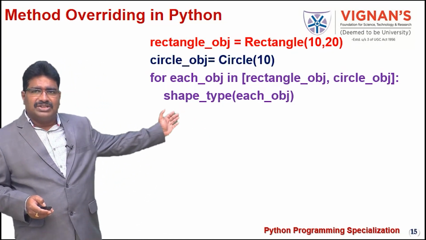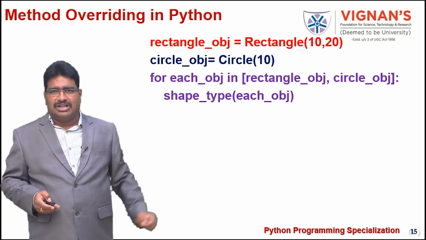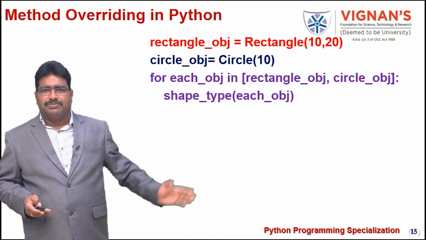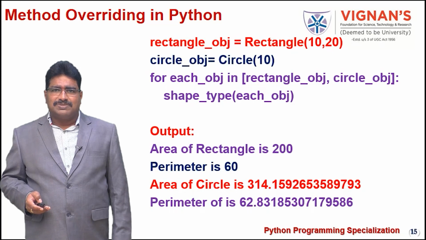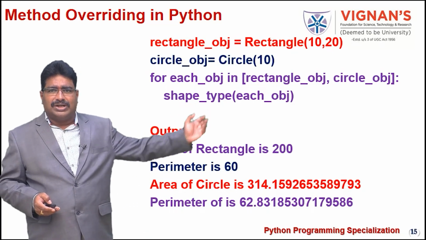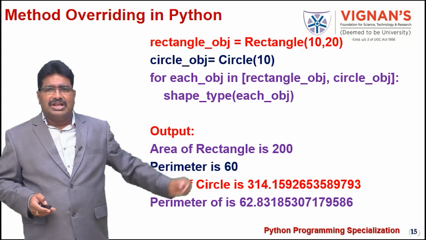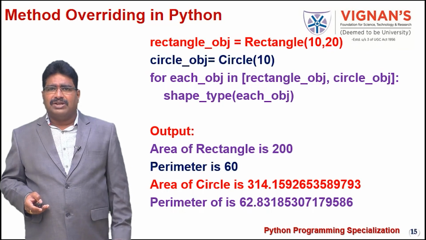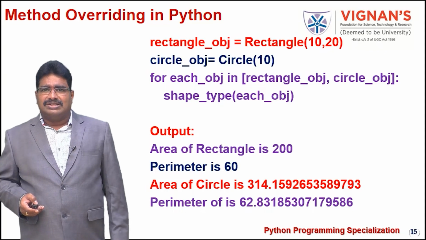Now we are using a for loop: for each object in the rectangle object, circle object, calling shape type of each object. So it displays that the area of the rectangle is 200 and the perimeter is 60, and the area of the circle is 3.14, and similarly the perimeter of the particular circle is this one.